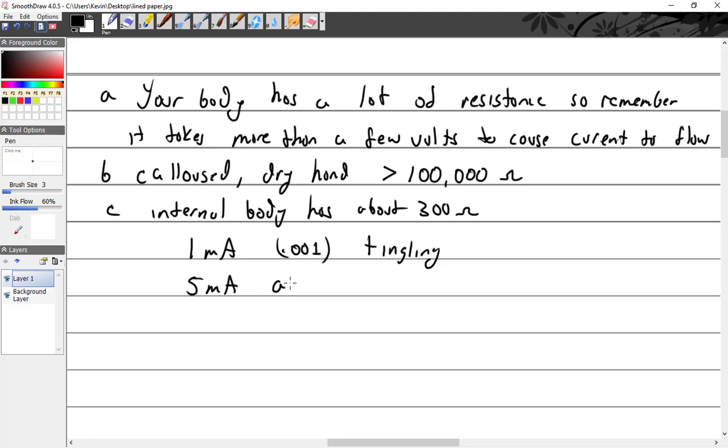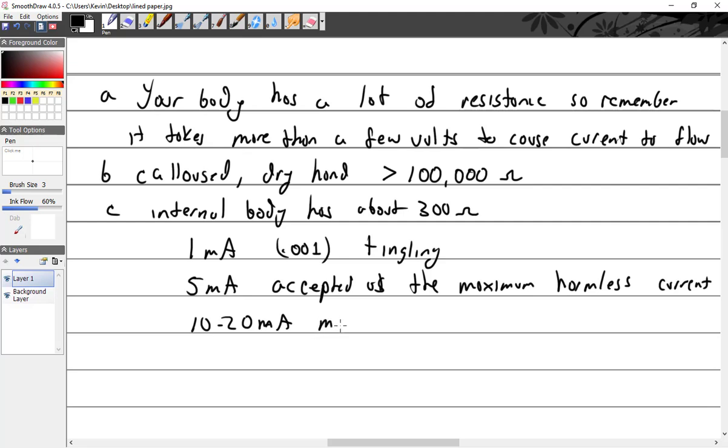5 milliamps is accepted as the maximum harmless current. And this is all according to Google. Because we are usually mechanics. 10 to 20 milliamps: muscular contractions, the inability to let go.